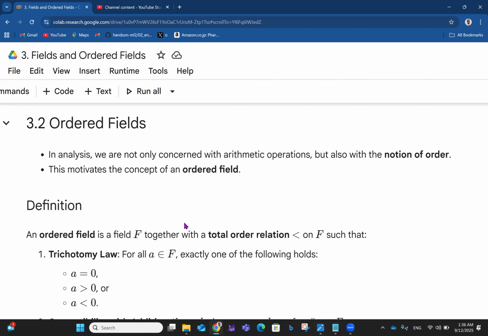So having taken care of the idea of fields now, can we move on to ordered fields? The topic is fields and ordered fields. For ordered fields now, in analysis, we are not only concerned with arithmetic operations, but also with the notion of order. So order is really important. This motivates the concept of an ordered field. We have seen fields already: a field has a set F and two binary operations, and it obeys all the axioms for addition, all the axioms for multiplication, and it also follows the idea of distributivity, where multiplication distributes over addition.